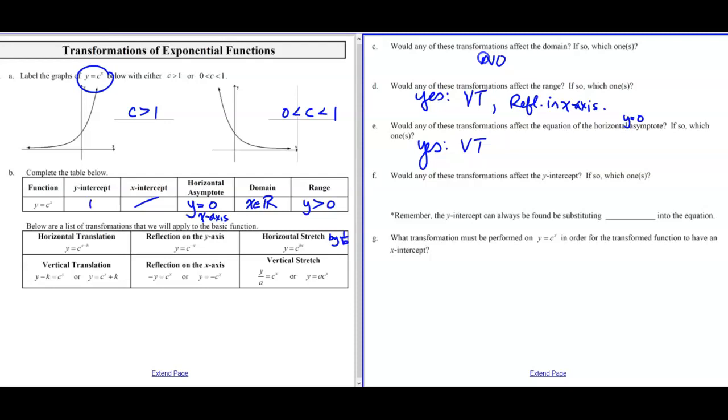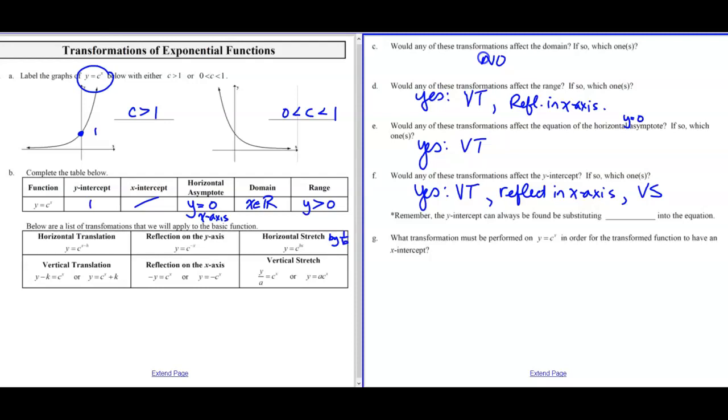Okay, now specifically, the y-intercept. So this base graph is 1. If I translate up or down, is it still going to be 1? Nope. If I reflect on the x-axis, is it still going to be 1? Nope, it's going to be negative 1. If I stretch it, is it still going to be 1? No. So those ones, and then the stuff we have to think about horizontal as well, actually. Vertical stretch. Okay, so those make sense.